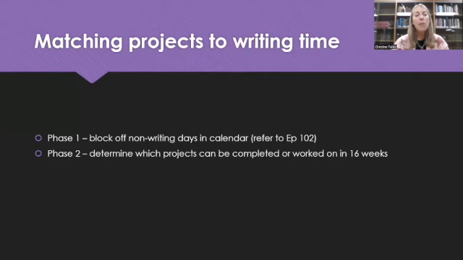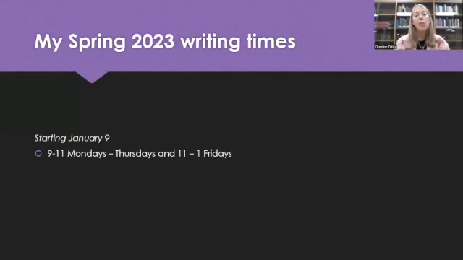But the second part for me is being very strategic in what types of writing projects I'm going to work on this semester. So what I'm talking about today is really the second phase of how do I map the projects to the semester writing time that I have. And so I'm really looking at that 16-week period.